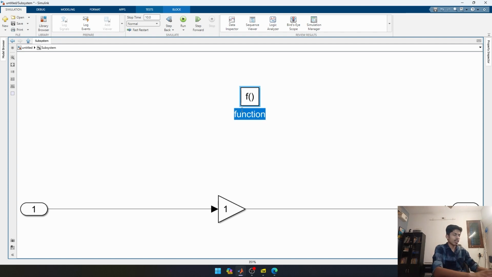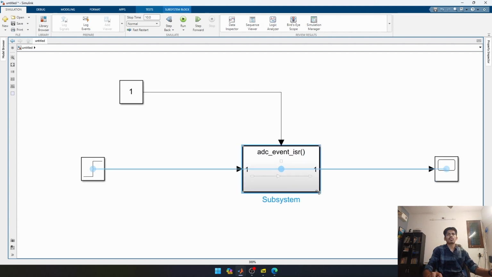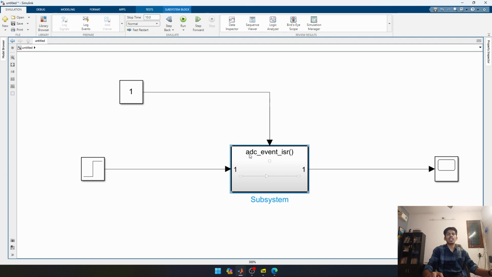You can rename it like ADC event ISR, something like that. So if you go back and see, if I expand this, you can see ADC event ISR. So this is equivalent to a function in programming. It is equivalent to this subsystem. So it is triggered by this event.